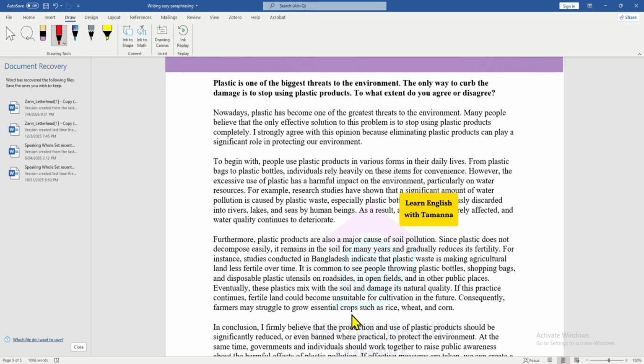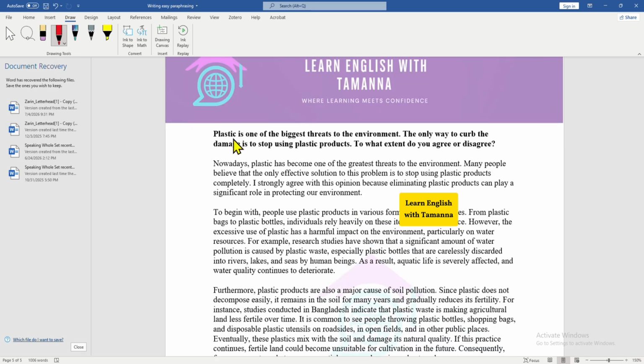Okay, let's read out. So here the question was, plastic is one of the biggest threats to the environment. The only way to curb the damage is to stop using plastic products. To what extent do you agree or disagree? So firstly, I wrote that nowadays plastic has become one of the greatest threats to the environment.